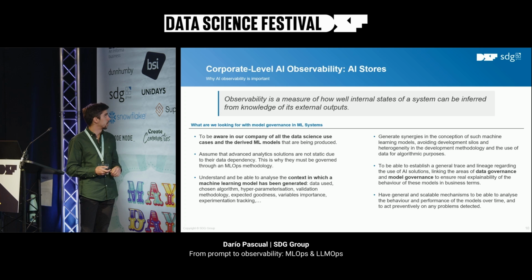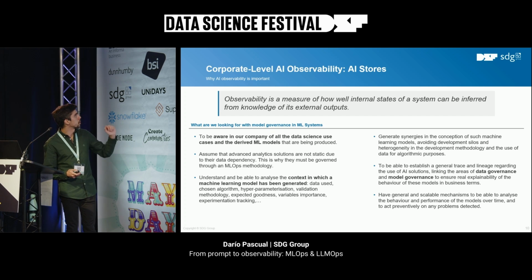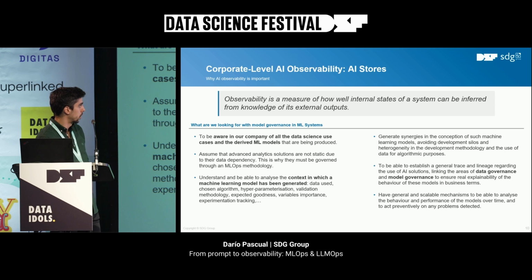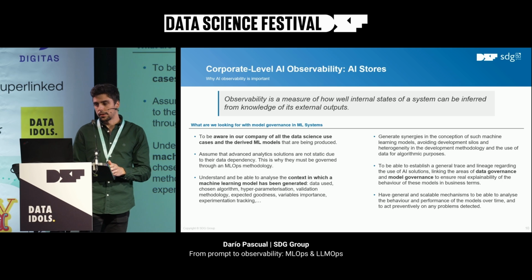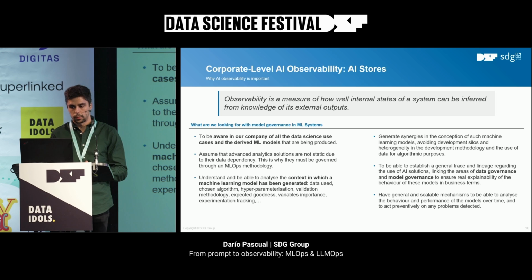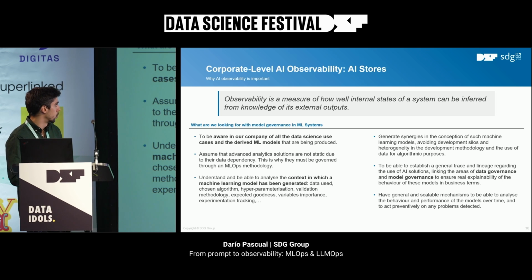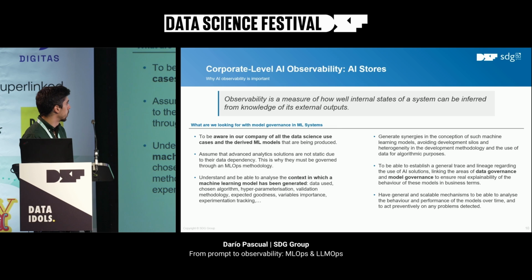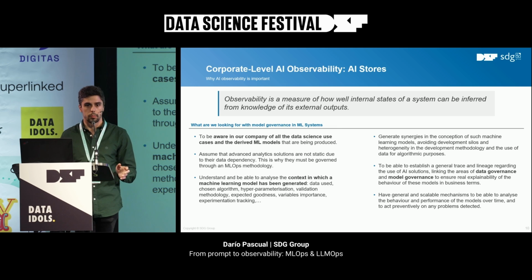I'd like to introduce this section by reading a quote: observability is a measure of how well the internal state of a system can be inferred from knowledge of its external outputs. And this is a quote about the traditional software lifecycle, okay? But I think it fits very well with our MLOps approach, because having observability in our ML systems has a lot of benefits. For example, we can be aware of how many models we have as a company.